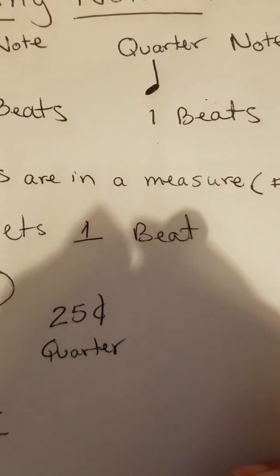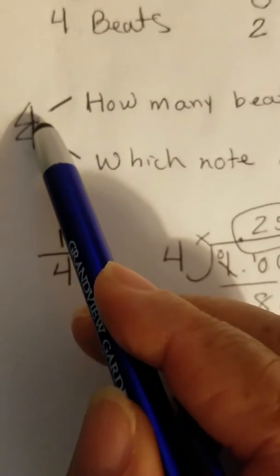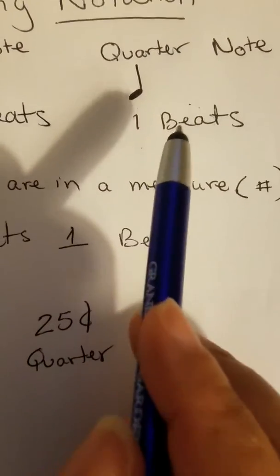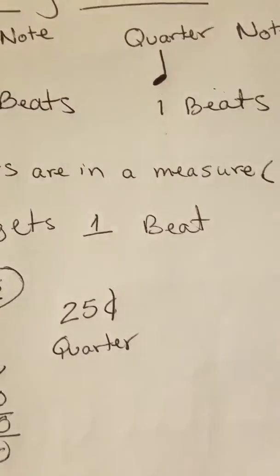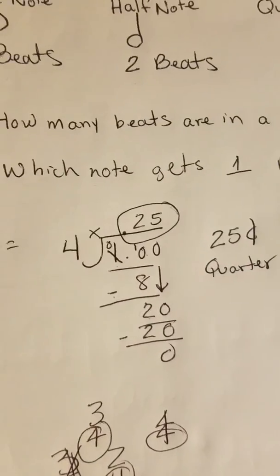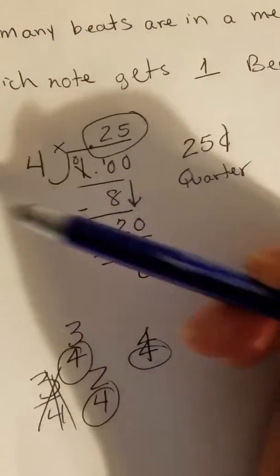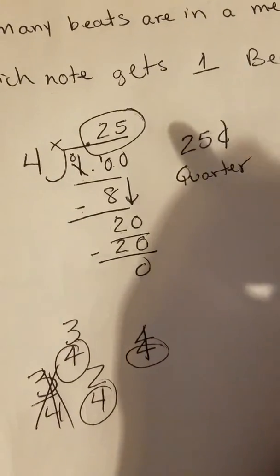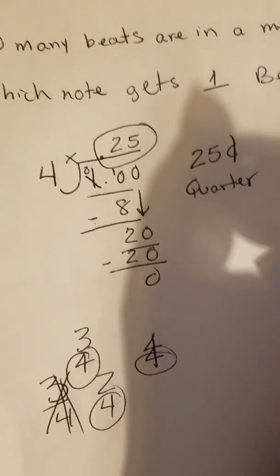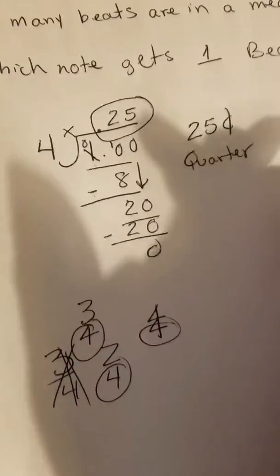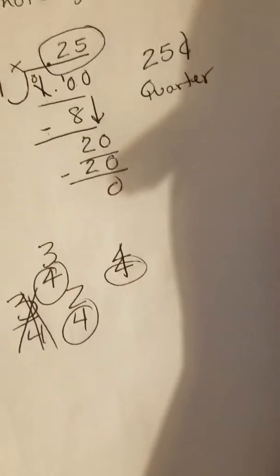All right, that means that if a quarter note gets one beat and I'm counting up to 4, then I need 4 quarter notes to equal 4 beats, which is what that measure may need. A measure is the notes that you're using to create a bar. So that's 1, 2, 3, 4. All right, so I'm going to go ahead and go to the next step.